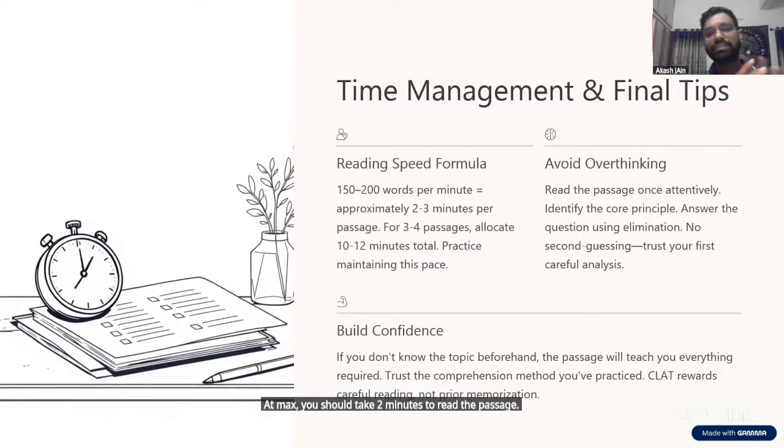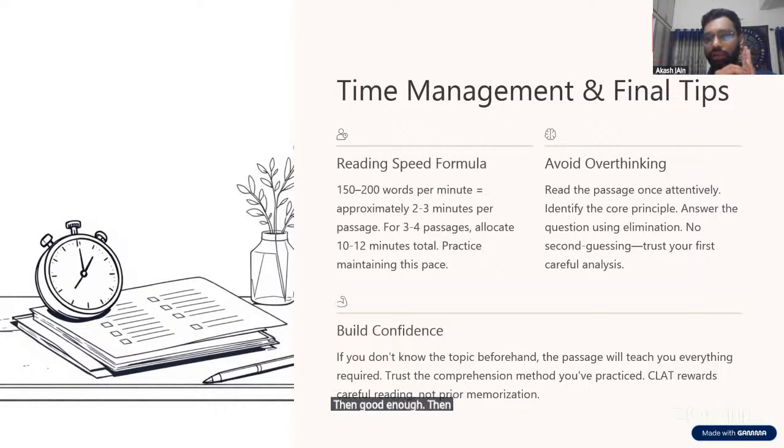2 minutes to read the passage, and then maybe 40 to 50 seconds per question. So that means you can solve about 6 questions in 4 minutes. So overall, not more than 6 minutes per passage. So if you're taking 6 minutes per passage, you'll end up solving the legal reasoning section in about 36 minutes, which is a very decent time. If you have spent 36 minutes and you end up scoring about 28 or 29 marks, then good enough.